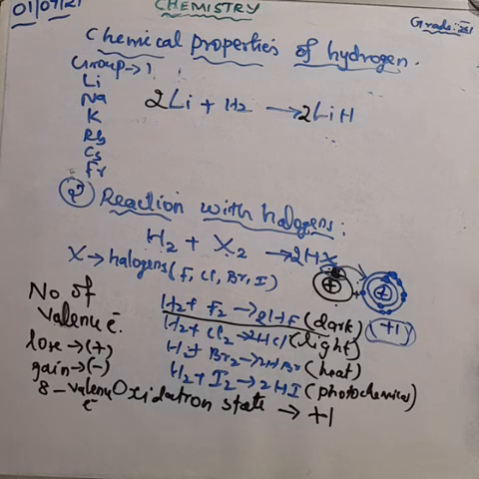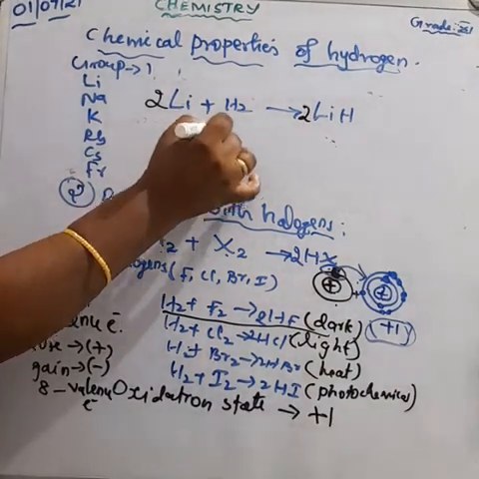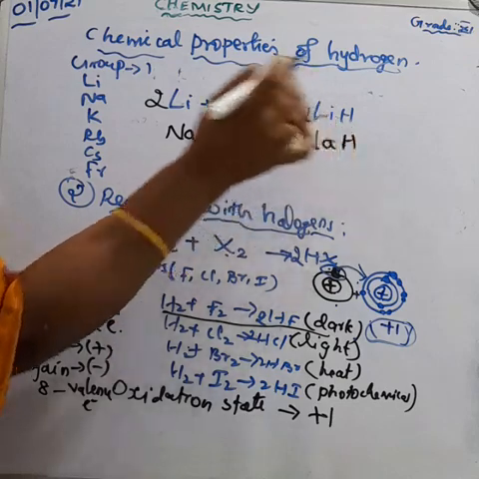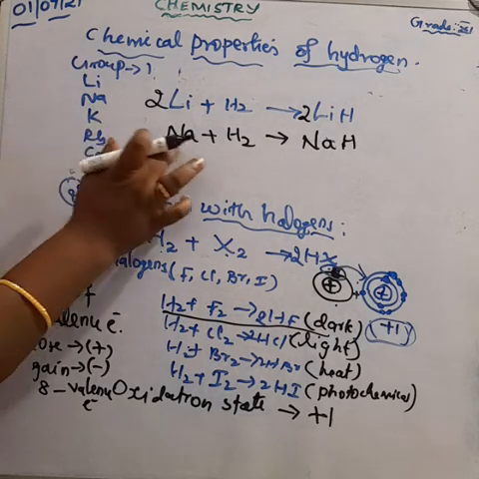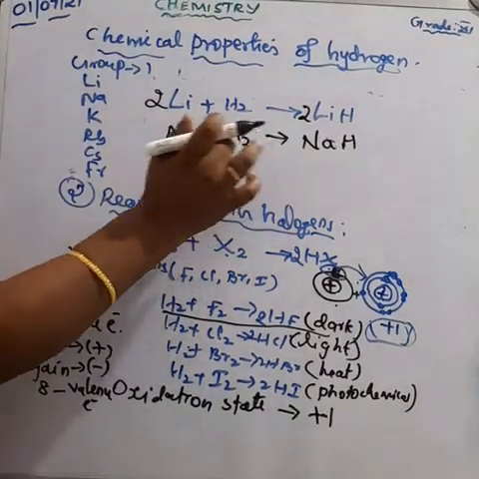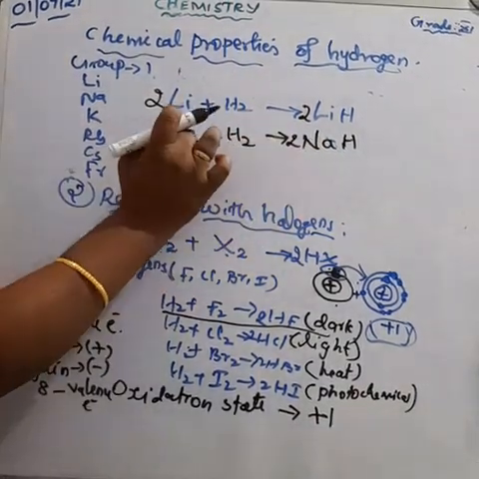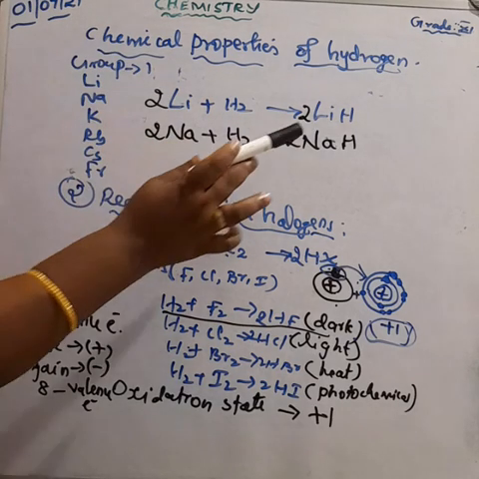Like that, sodium, another alkali metal, combines with hydrogen to form sodium hydride. When balancing the equation here, hydrogen is 2, but here only one hydrogen, so we have to make here 2. Sodium here is only 1, but here 2, so we have to make here 2. So when hydrogen combines with alkali metals, it forms hydrides of alkali metals.